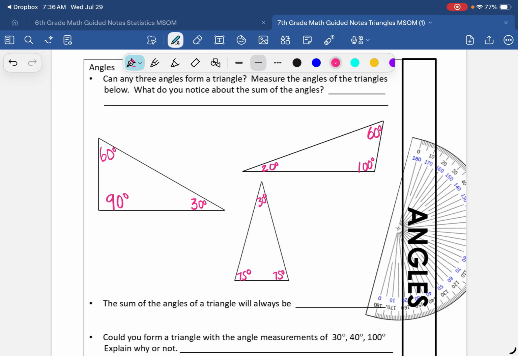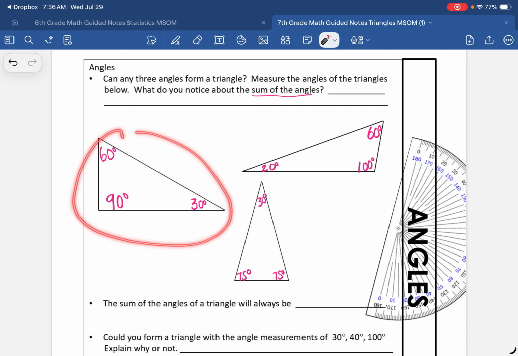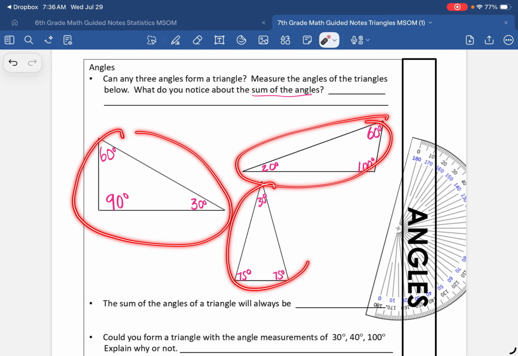What do you notice about the sum of the angles? I want you to hit pause, and I want you to sum up these angles of every triangle. So sum 60 plus 90 plus 30, sum up these three, and then sum up these three, and then write what you notice.